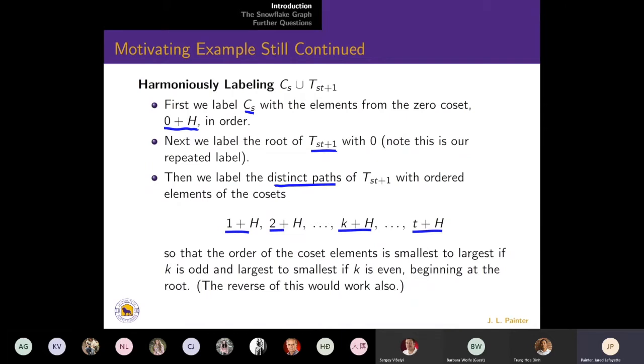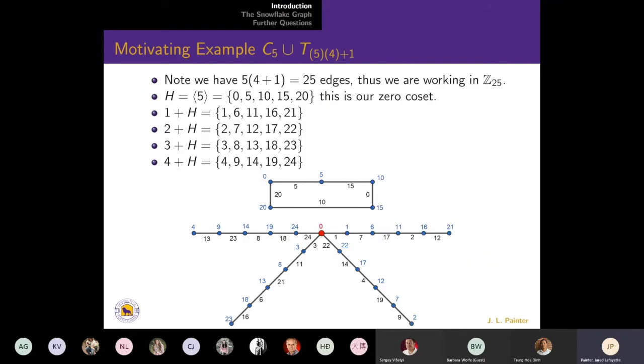So we just do that around, but we do it in a certain order. We do this so that the order of the coset elements is smallest to largest if our coset location k is odd, and largest to smallest if our coset location k is even, beginning at the root and moving away from it. And we could reverse that order too, and the labeling would still work. We just have to do that to make sure we recover some missing elements when we start finding our edge labels. Okay, so let's just do this for an example.